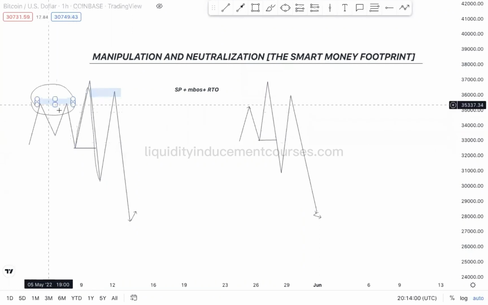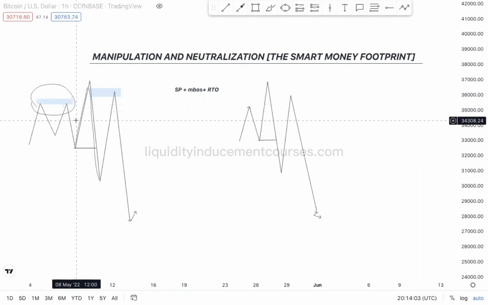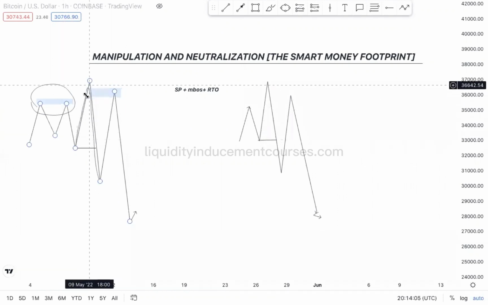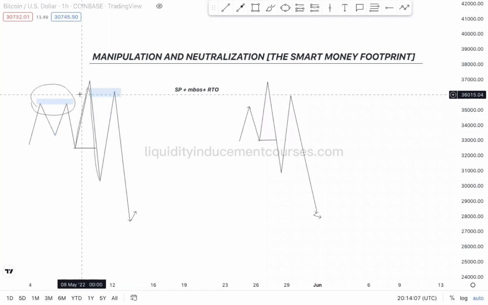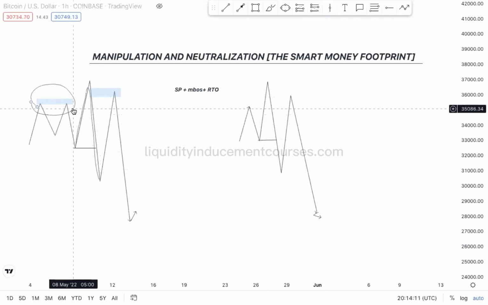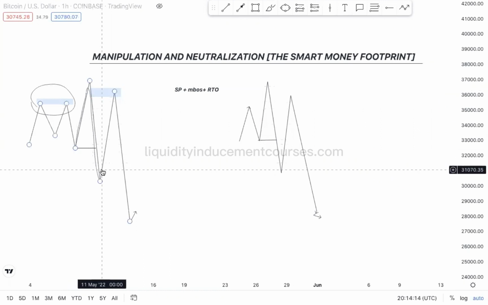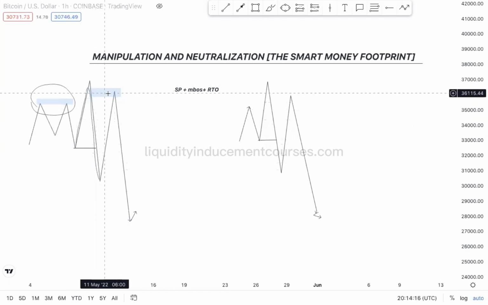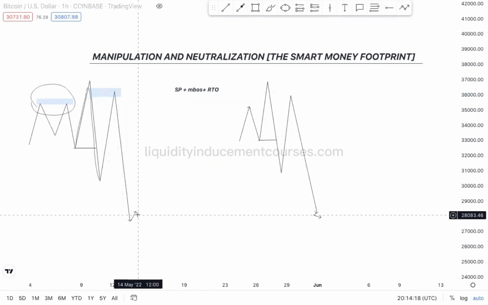So this is just a form of engineering liquidity, and then price grabs into all of that liquidity created by your orders and your stop losses, right? And then neutralizes the manipulation, and then mitigates supply and begins to sell off.